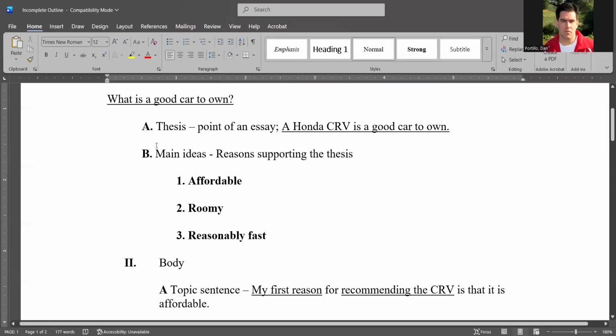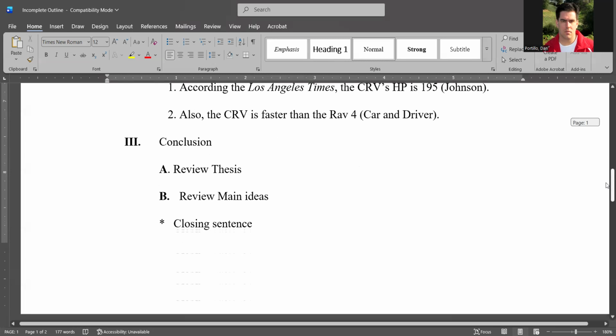So where my intro says a Honda CRV is a good car to own because it's affordable, roomy, and reasonably fast, the conclusion reverses them and says, so because it is affordable, roomy, and reasonably fast, I recommend the CRV. Now that sounds instantly fresh, good, even though I'm giving the same information. And so I would do that and then just close it up with a closing sentence.